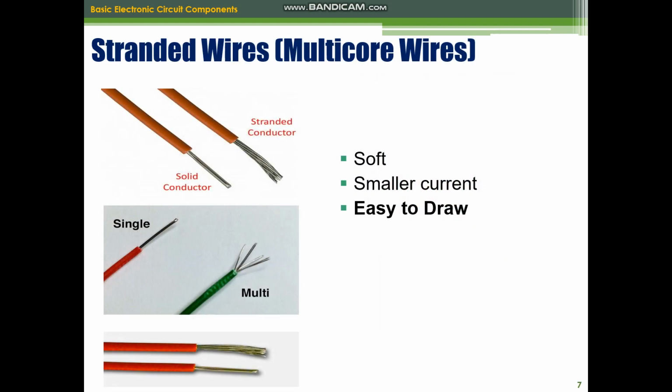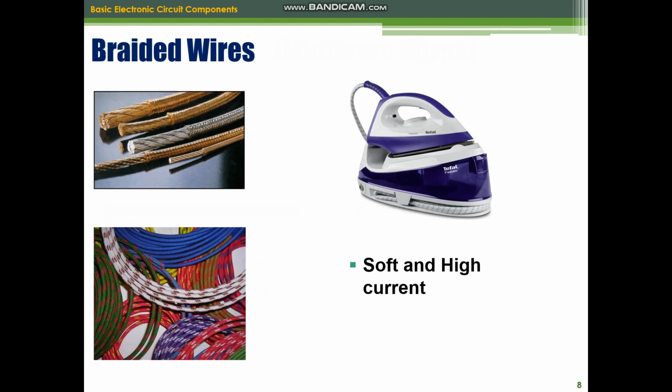The second one is the stranded wire, or the multi-core wire. It is soft, so it is easy to draw, and it is able to carry a smaller current compared to the solid core wire. The next one is the braided wire. It is soft and easy to draw, but it can carry a very high current. A typical device in your house is the iron. You can see we have the braided wire.